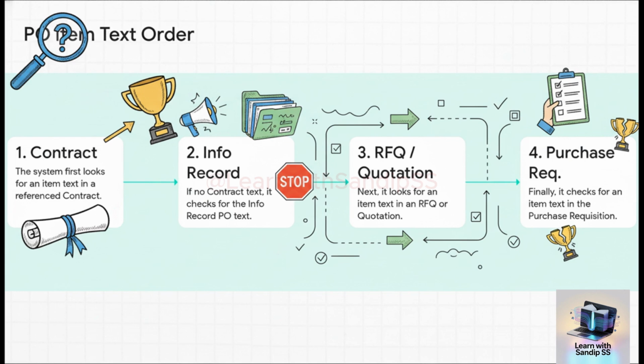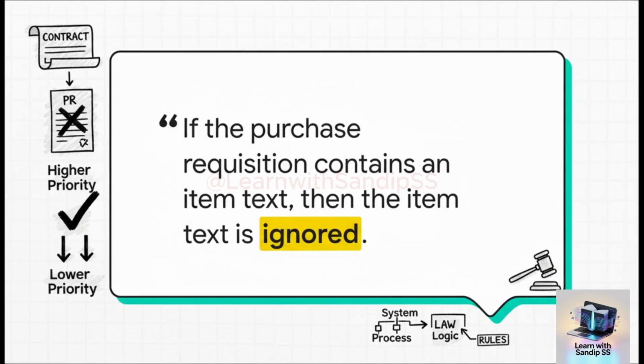And only if all of those are empty does it finally check number 4, the purchase requisition. The first one it finds wins. This rule makes it crystal clear. A text from a higher priority source will always, always trump a lower one. So even if you wrote a beautiful detailed note in your purchase requisition, if there's any text at all in the contract for that item, the PR text is completely ignored. It doesn't even get considered. In SAP's world, this hierarchy is law.